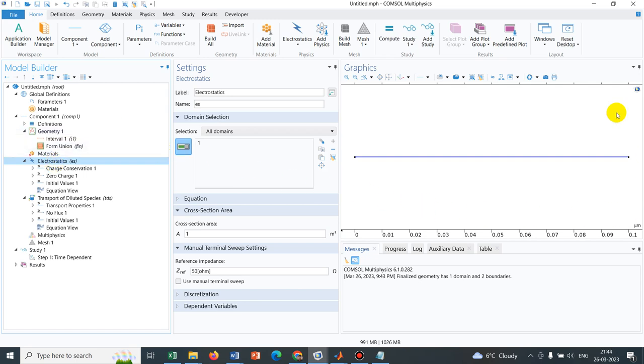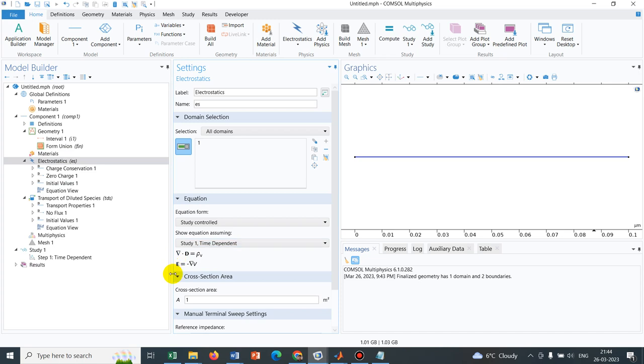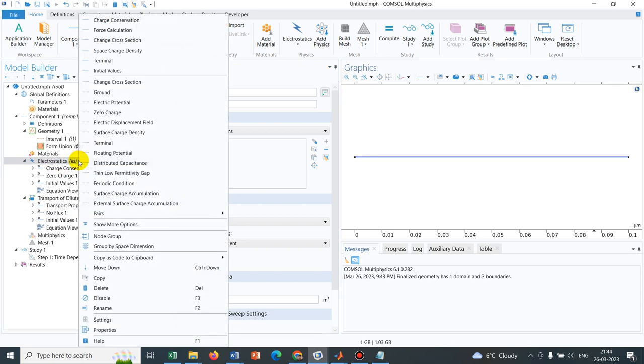So electrostatics will be solved along this entire line. By default, whatever is there is correct. So you can see this particular equation we are solving, where E is equal to negative gradient of the potential, V is the potential, and rho V is the charge density. So we'll have a charge density here.